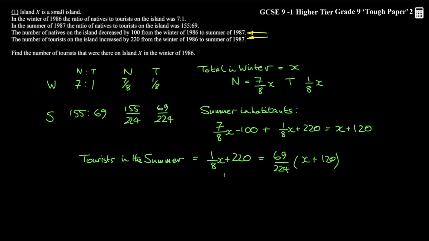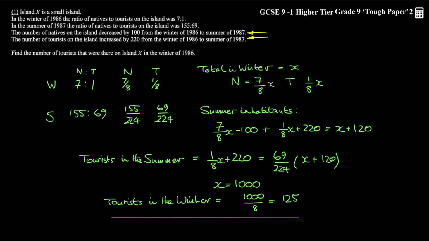I know this is cheating a bit, but if you do the maths, you find out that x was equal to 1,000. And x, remember, is the total number of inhabitants on the island in the winter, but we want the total number of tourists. And the total number of tourists will be 1/8 of this number. So tourists in the winter will be given by 1,000 divided by 8, which is equal to 125. And that will be your answer.